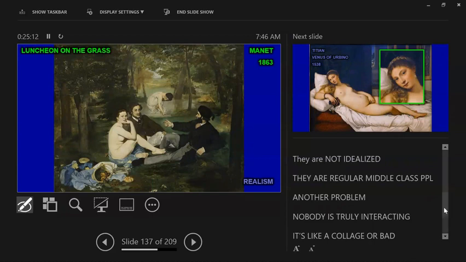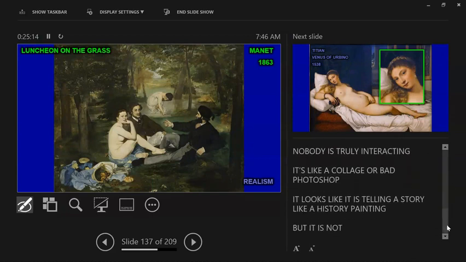And then another problem is that nobody's truly interacting in this picture. One guy's talking to another, but the other guy's looking away and she's looking at us. And then the lady in the background is, I don't know, looking for fish or something. It looks like this painting is telling a story like a history painting, but it's not. There's no story going on.